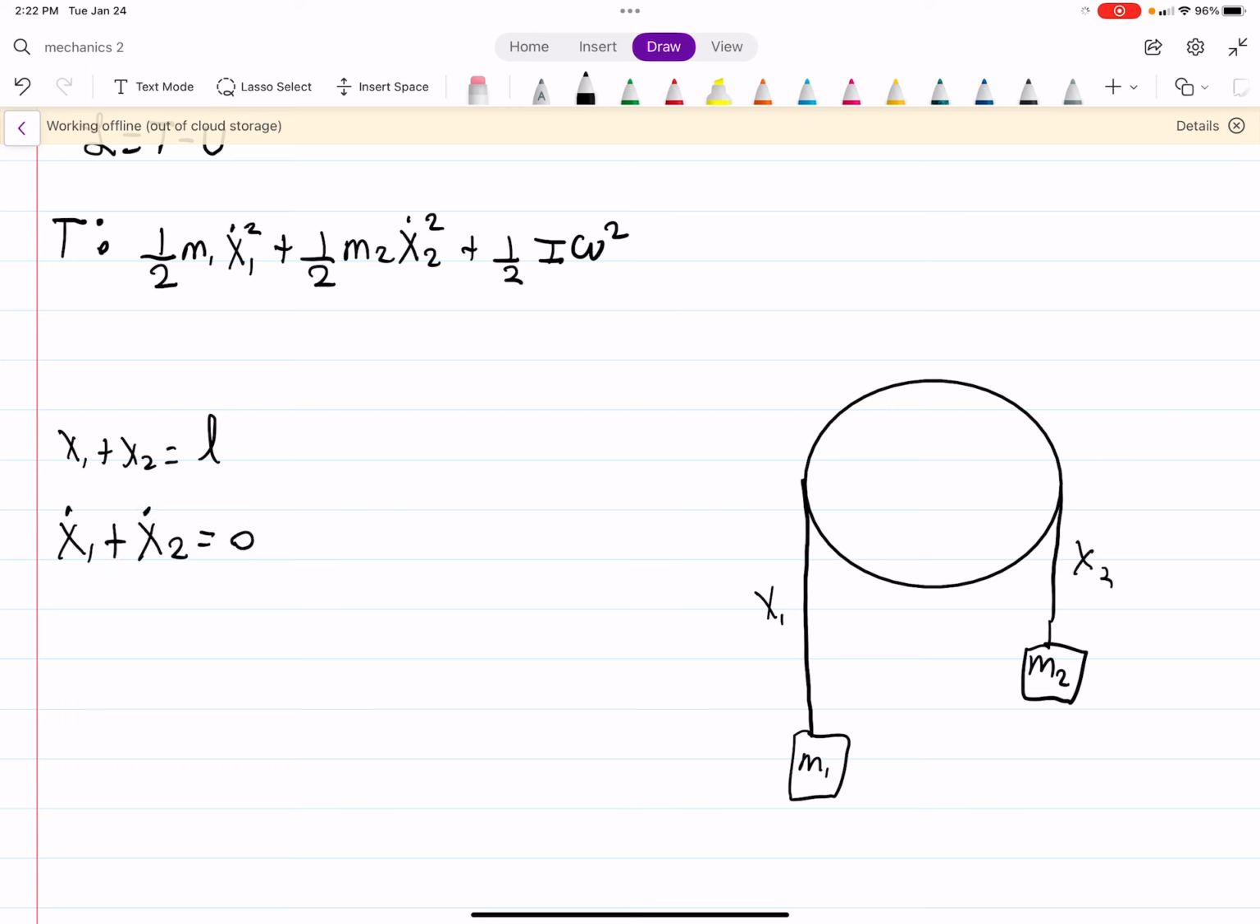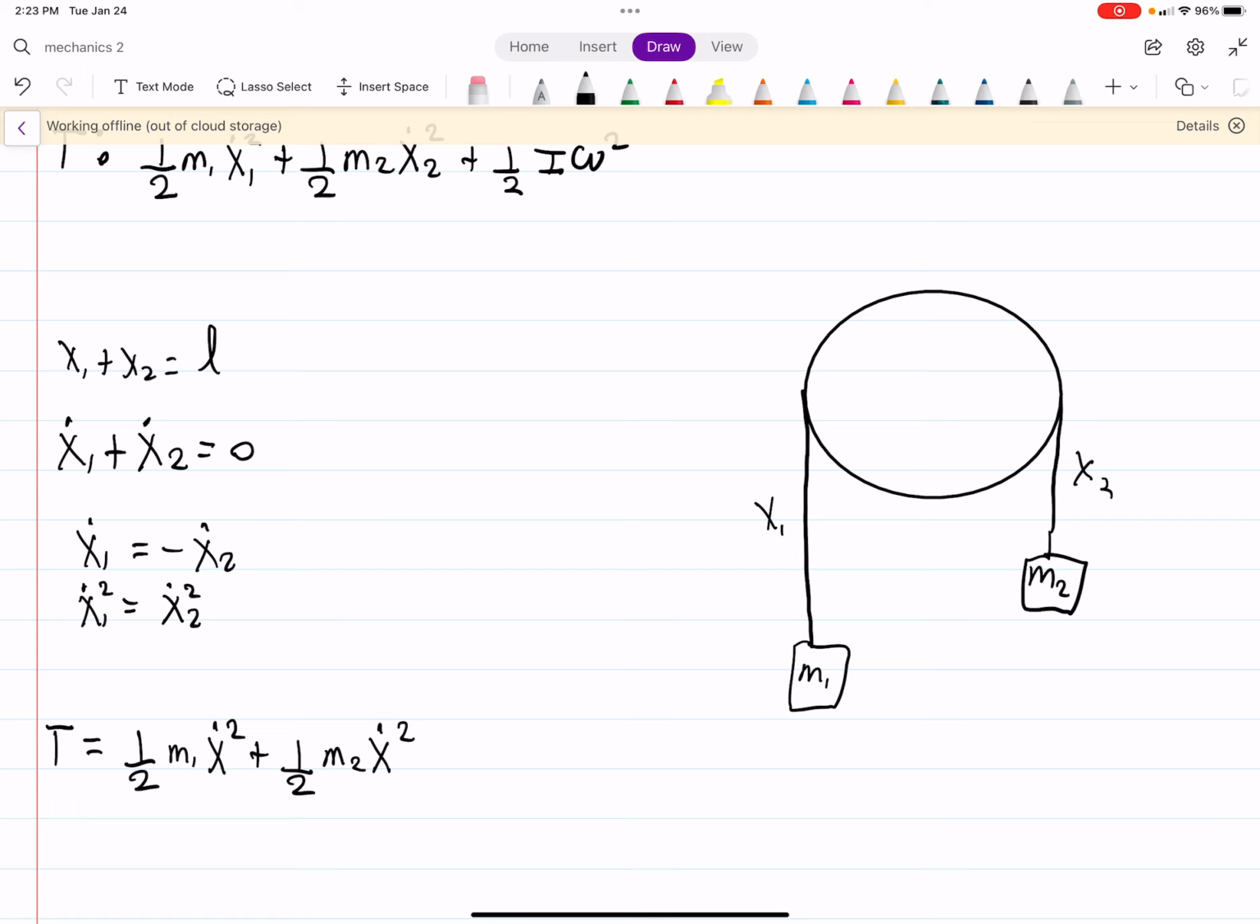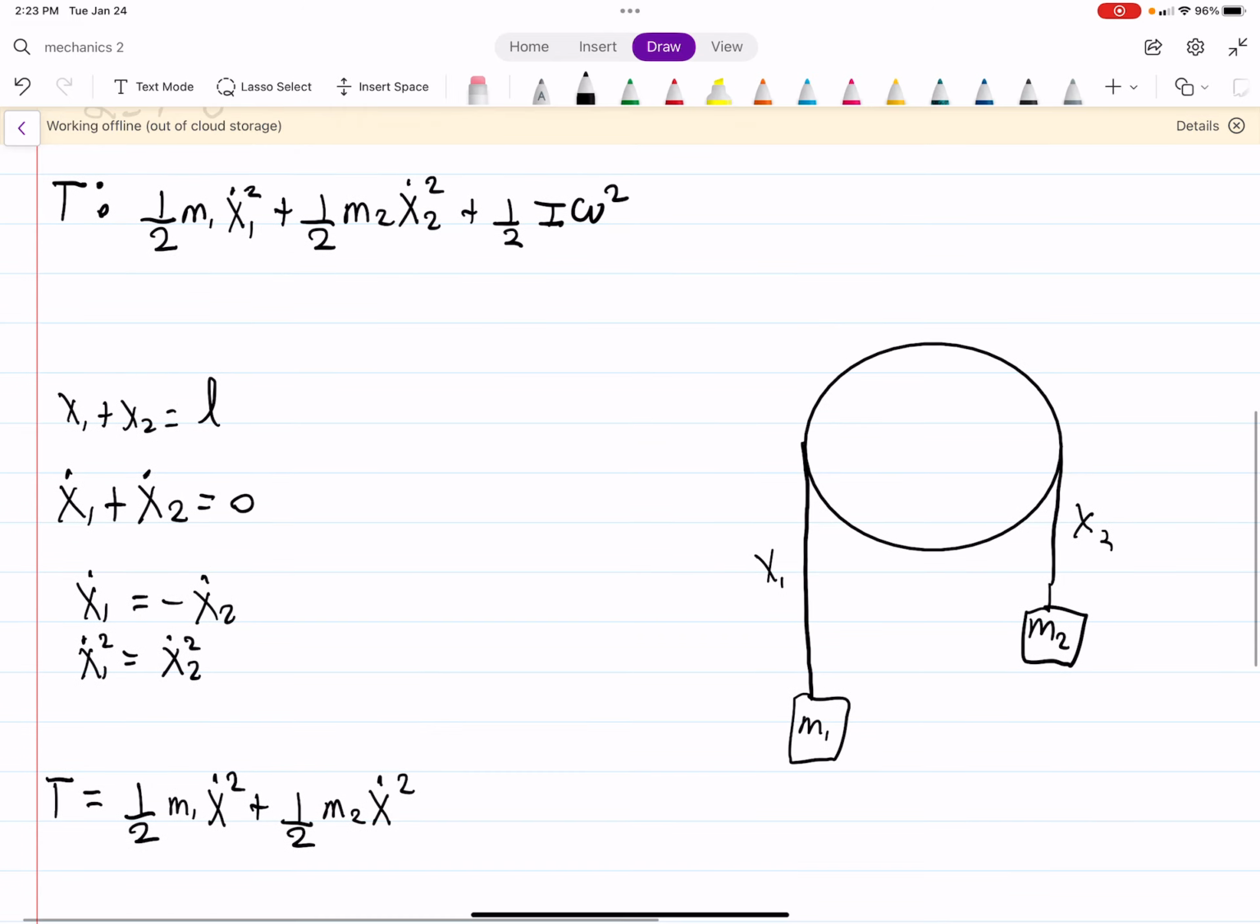or x1 dot equals minus x2 dot, or it doesn't really matter when you square it, because when you square it, the negative sign goes away. So I'm going to rewrite the kinetic energy a little bit as just 1/2 m1, I'm going to call it just x dot squared, plus 1/2 m2, and that same x dot squared. So that's useful.